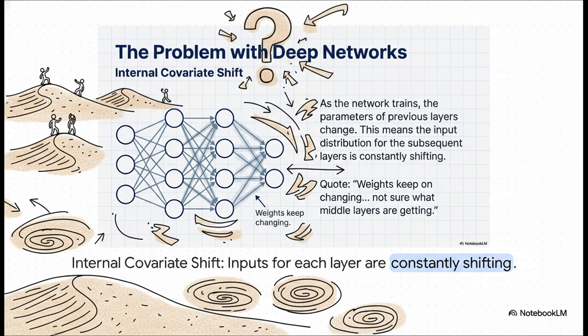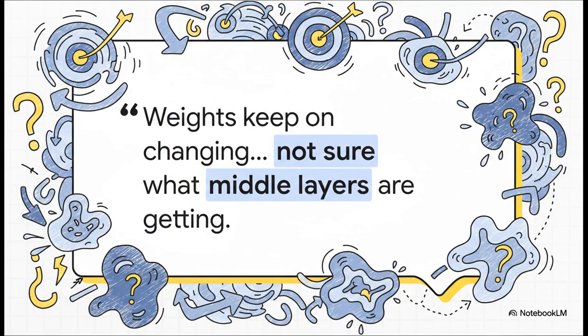But think about it like this. As a network learns, the weights in the earlier layers are always changing, right? That means the output from those layers, which is the input for the next layers, is also constantly shifting around. It's like trying to learn how to surf, but the wave underneath you keeps changing shape. It's chaos. And this quote just nails it. The deeper layers inside the network are in this constant state of confusion. They're trying to adapt to a target that just will not stay still. And as you can imagine, this slows down training a lot and makes the whole process incredibly unstable.